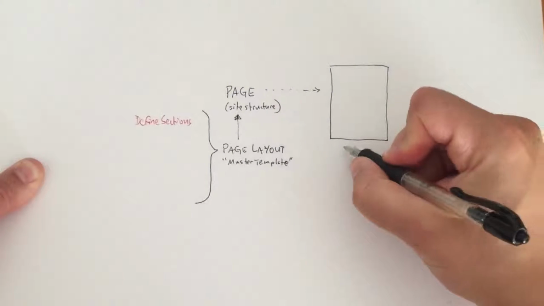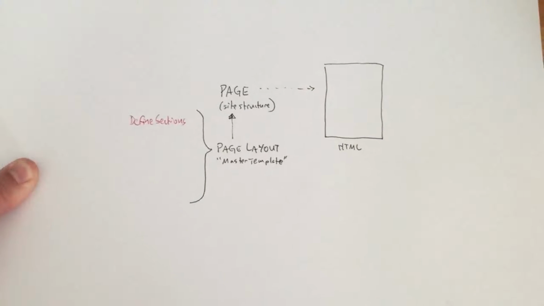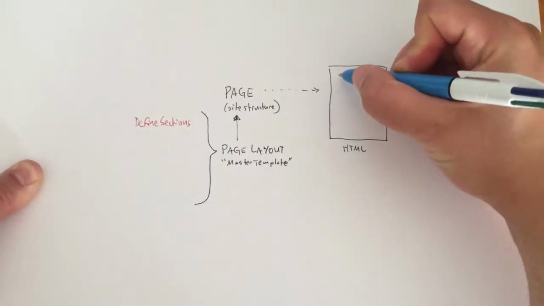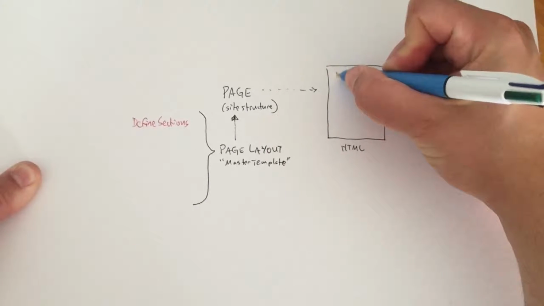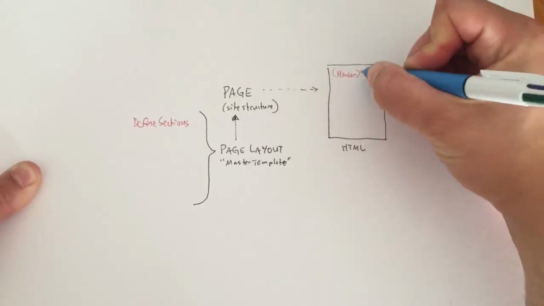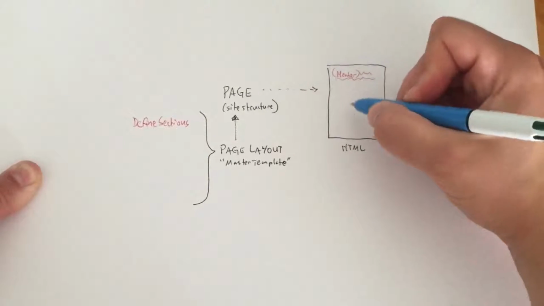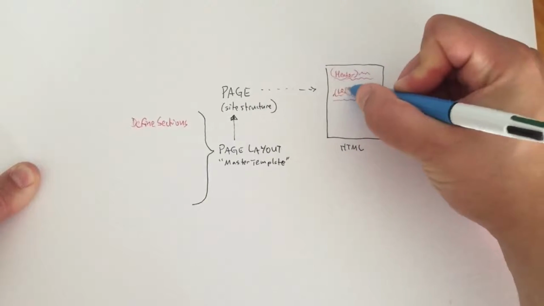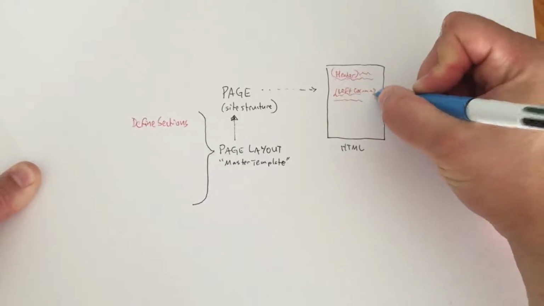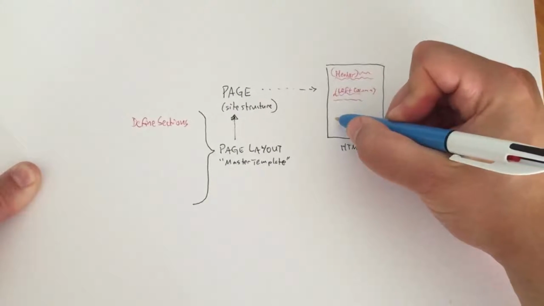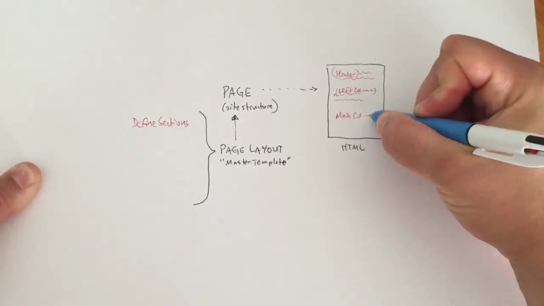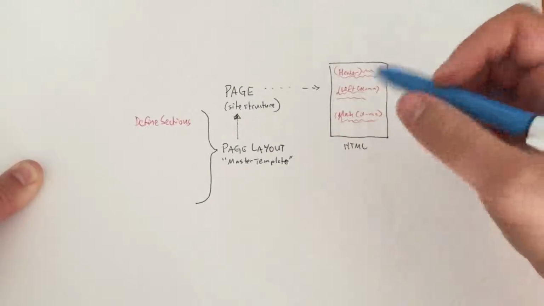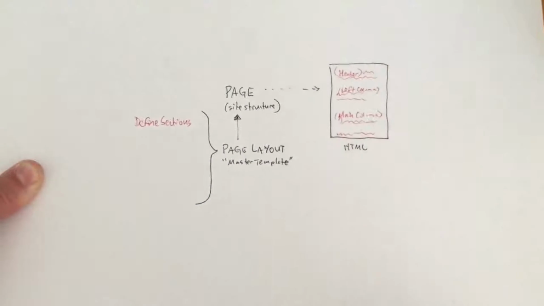So let's just imagine that this is your HTML document that Contao's putting out. So let's say you define a header, and that's the HTML here, and a left column, and a main column. These squiggly lines are HTML, and then just close it out like that.